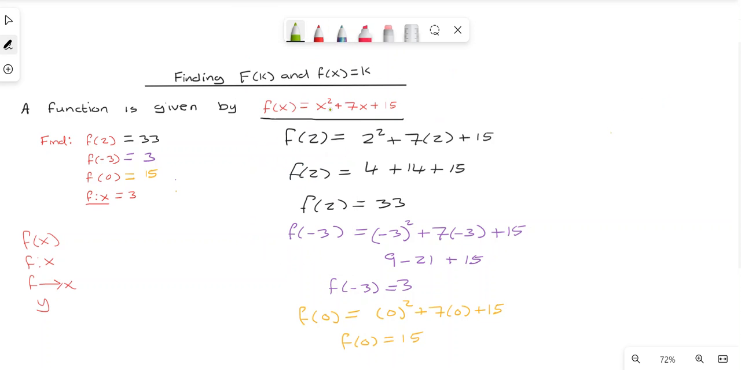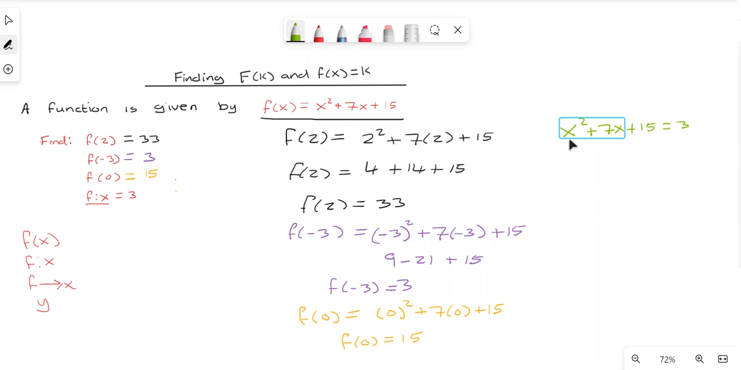So what we're saying is we're taking this function here and we're letting it equal. So f(x) is going to be equal to 3. So we write it like this: x squared plus 7x plus 15 is equal to 3. And what we have here then is what's called a quadratic equation.